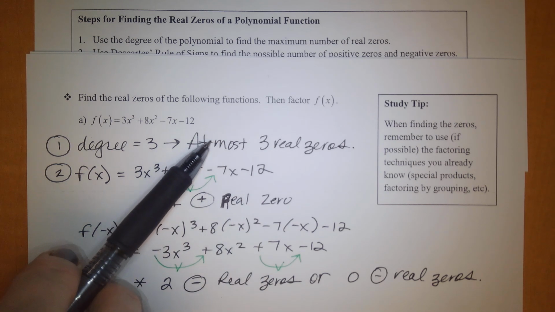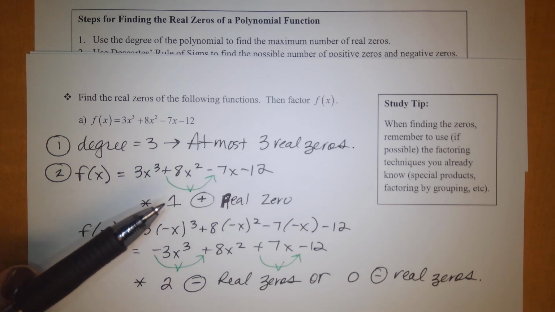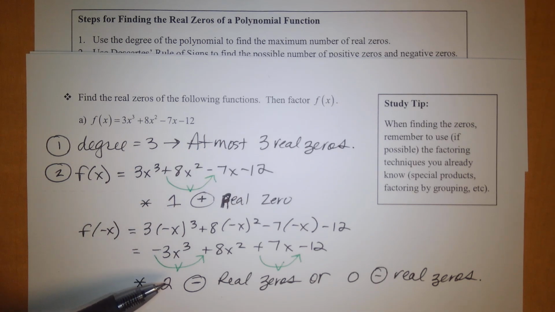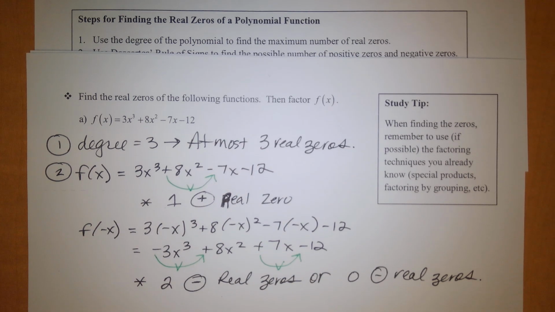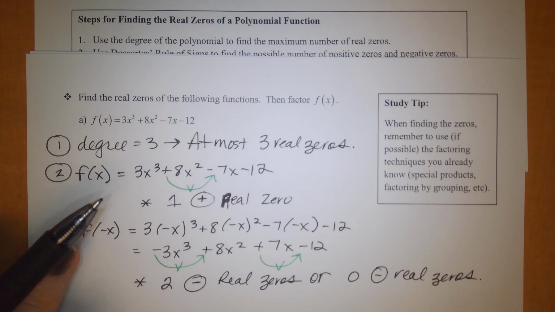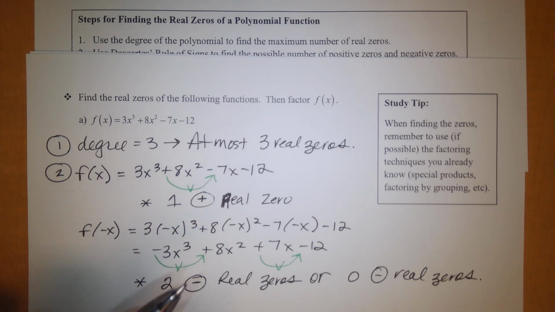And remember, I could have at most 3 real zeros, so it's possible to have 1 positive and 2 negative, because that totals 3. But I could also have 1 positive and no negatives, which means I only have 1 real zero, because I don't have to go all the way up to 3. Now that I know how many zeros I'm looking for and what signs they are, that will help me in determining or lessening the list of possible zeros that I have to play with.